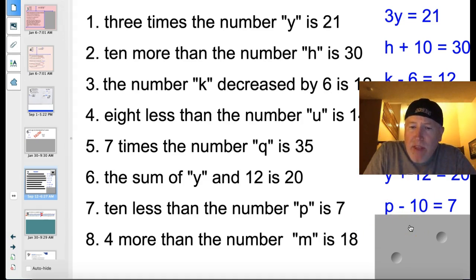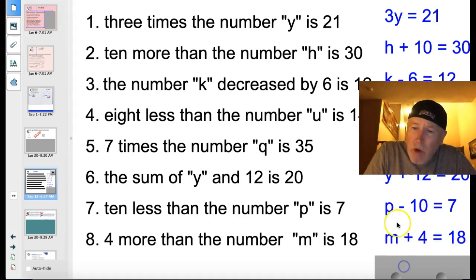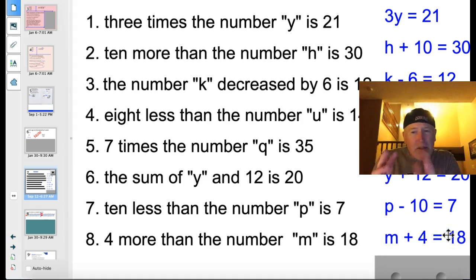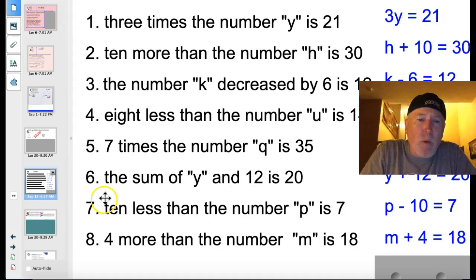4 more than the number m. So is this 4 plus m or m plus 4? Well, it's 4 more than m. So here's m, here's 4 more, equals 18. Semantically, a little different, so you got to watch out for those.